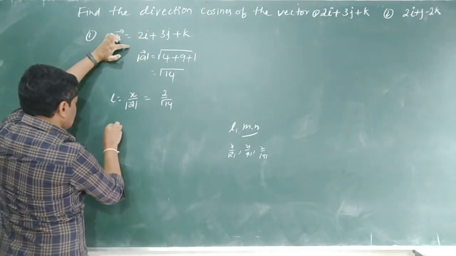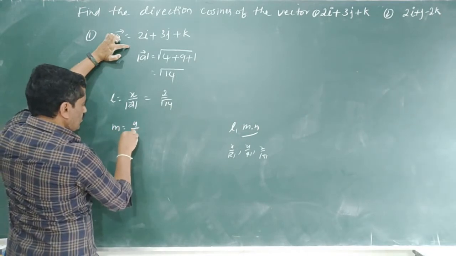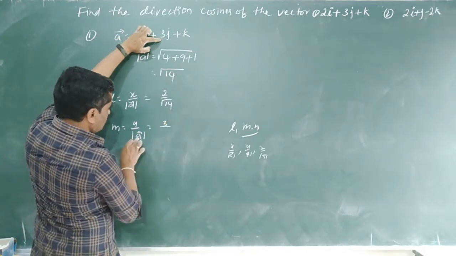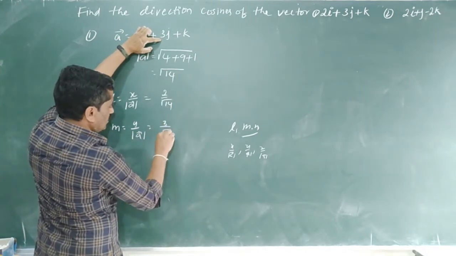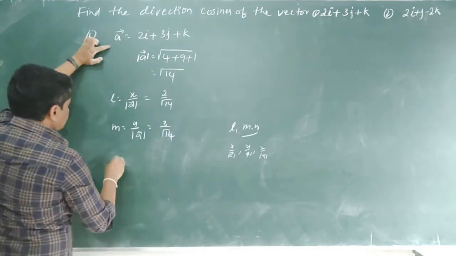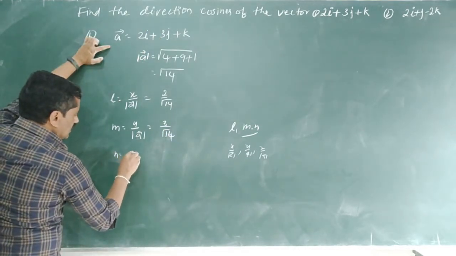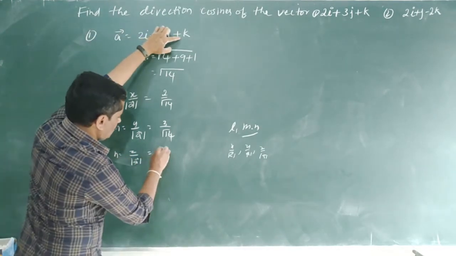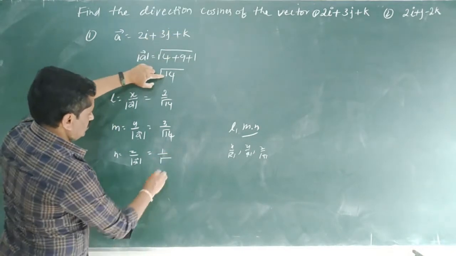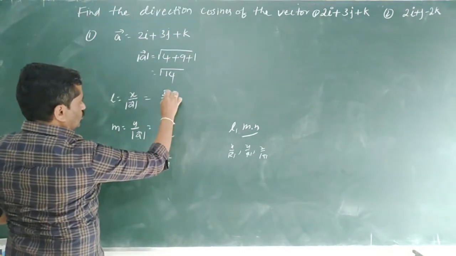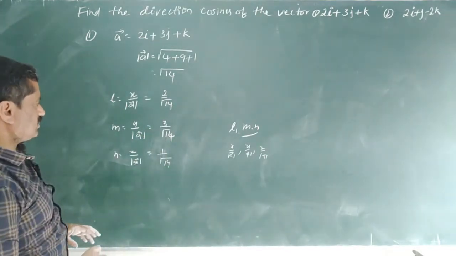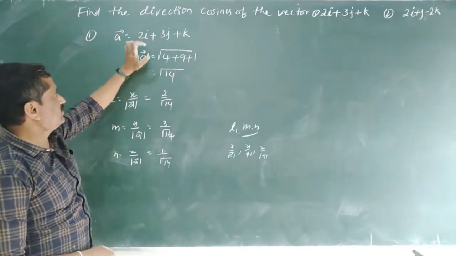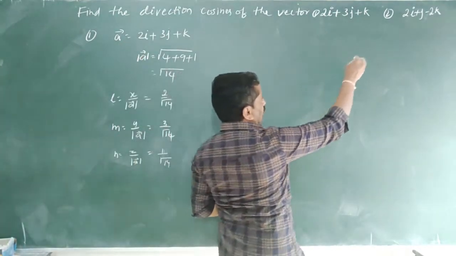Again m. So m is equal to y divided by magnitude of a bar. That is equal to y, that is 3 divided by magnitude of a bar, we have root 14. Again n is equal to z divided by magnitude of a bar, that is equal to z, we have 1 divided by square root of 14. Okay, therefore 2 by root 14, 3 by root 14, 1 by root 14 are direction cosines of this vector. Similarly we have a second vector.